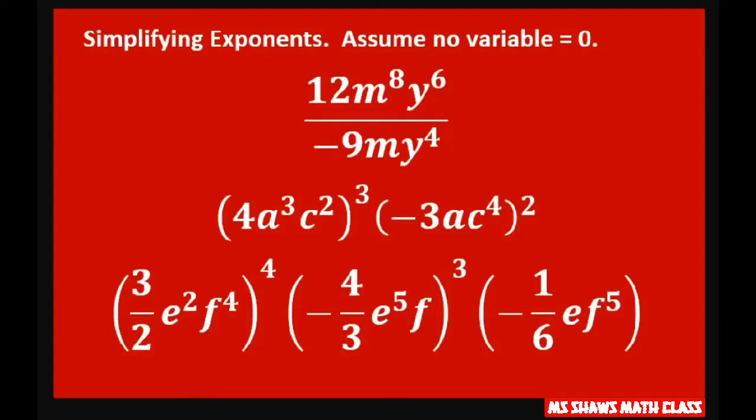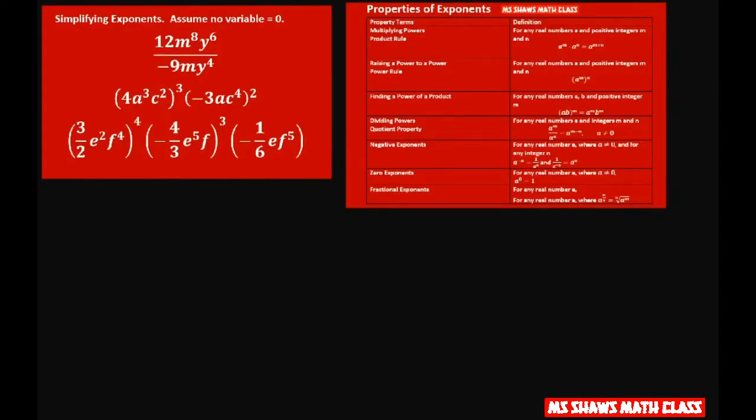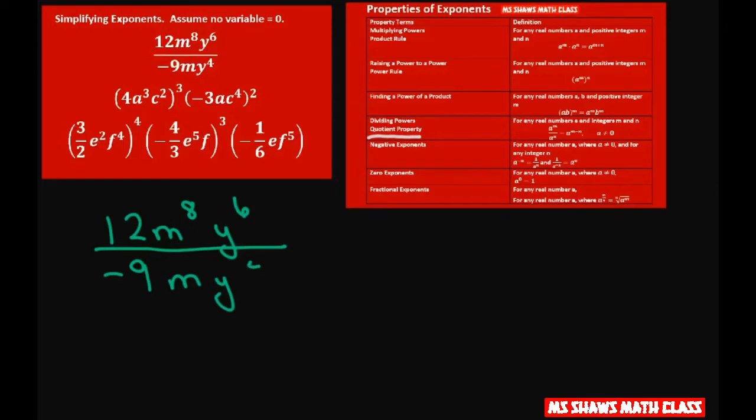Everyone, we're going to simplify these exponents, assuming no variable is 0. So this one, the first one, we're going to use the quotient property, also known as dividing powers. And what that means is when I have 12m to the 8th, y to the 6th, we want to have the same base, all right, to use our properties.